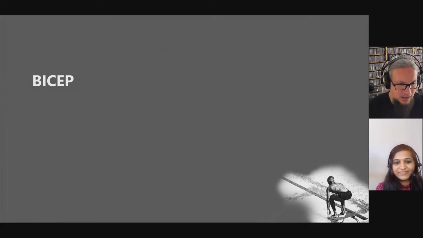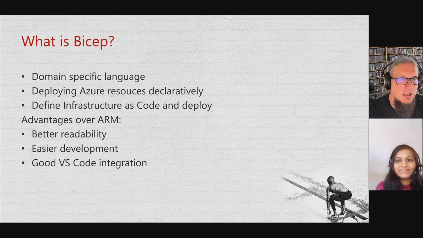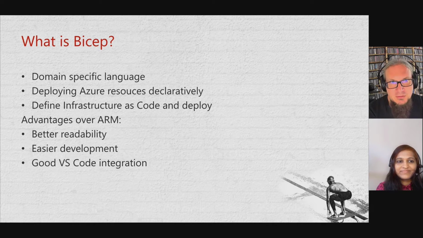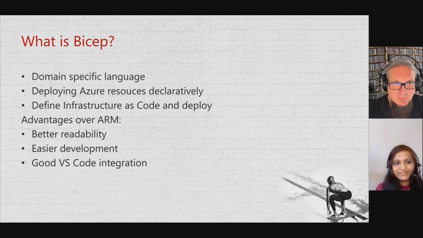Okay, thank you, Alpa. Now when we're starting to talk about Bicep, the first question I would like to answer is, what is Bicep after all? What is it for? And that's pretty simple to answer. Bicep is a domain-specific language. It's a language that you can use to declare and then deploy Azure resources. So basically what Bicep does, it defines your infrastructure, your Azure resources, as code, and enables you to deploy those.